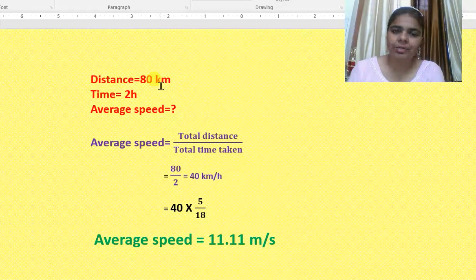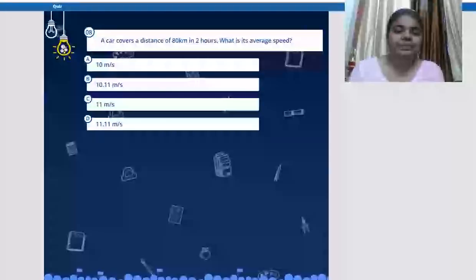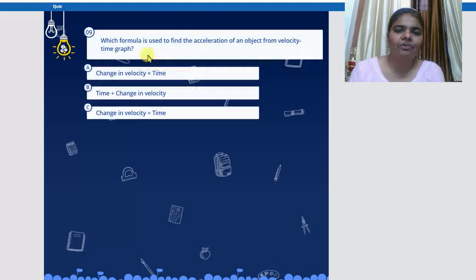Here distance is 80 kilometers, time is 2 hours. We are to calculate the average speed. So we'll use the formula total distance upon total time and we come to the answer 40 kilometers per hour. But we need to convert it into meter per second. So let's convert it into meter per second by multiplying it by the factor 5 by 18. And we get the answer average speed equals 11.11 meter per second. So the answer is option D. Yes. Let's move to the last question of today's quiz.